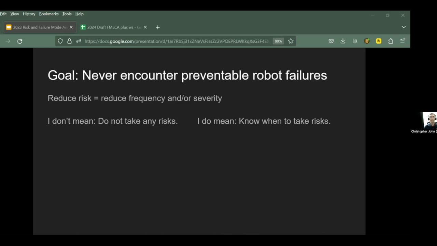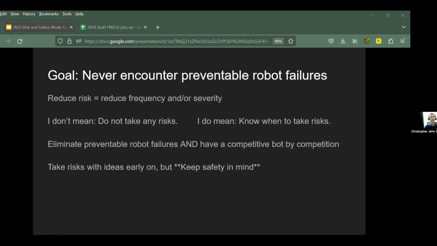We should recognize that we will need to take some risks if we want to both eliminate preventable robot failures and have a competitive bot by the time of the first competition. For instance, while keeping safety in mind, we need to take risks in order to find ways to meet the game outcomes that we want to meet. We need to take risks to meet the requirements that we set up for ourselves after kickoff. We need to take significant risks in developing different prototypes to find which one will work and what we can learn from those that fail.